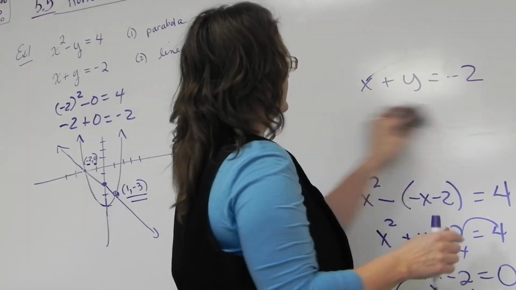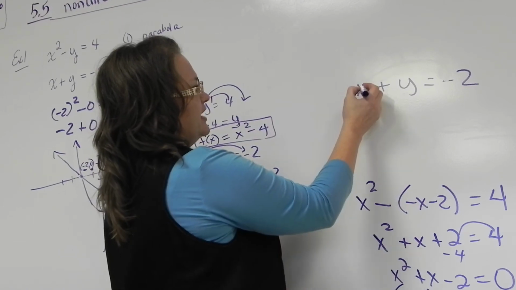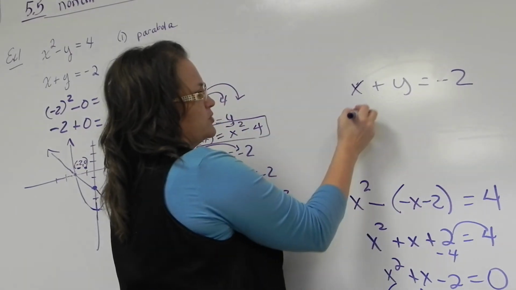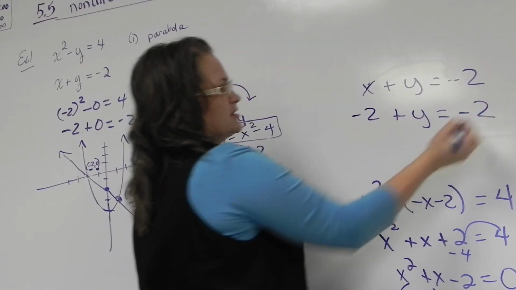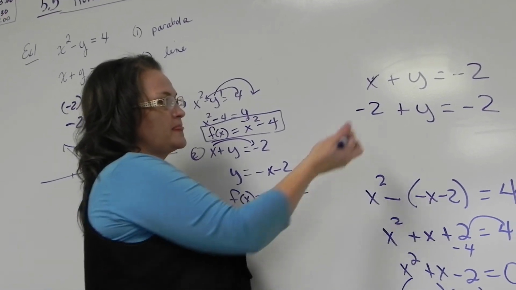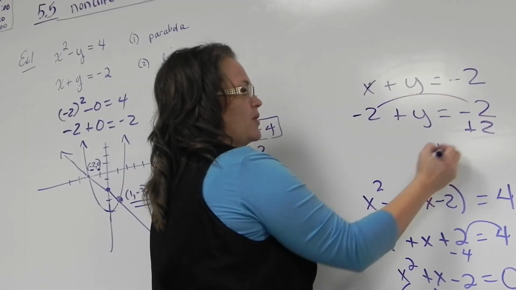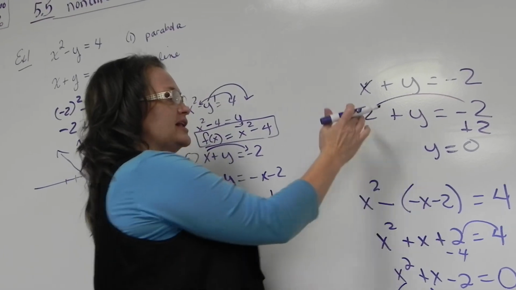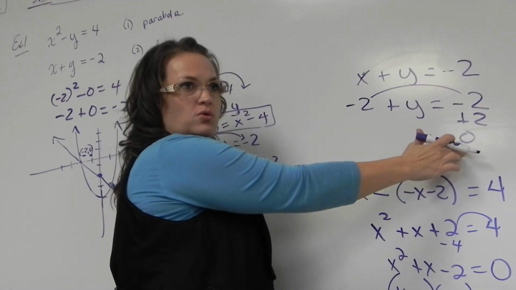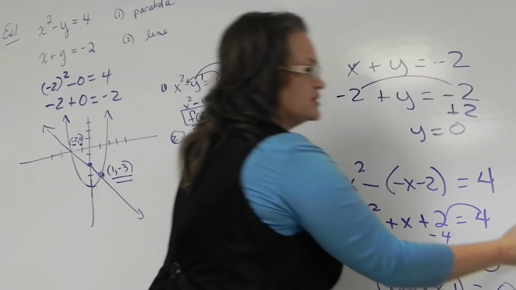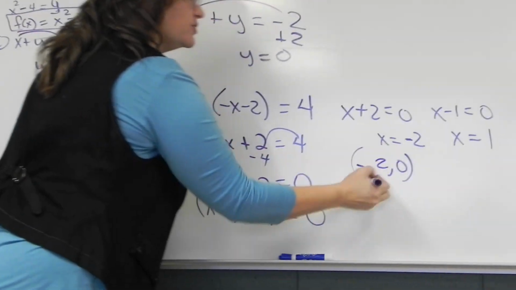I guess I could have used it right there. Anyway, now that I know x is -2 is one of the solutions, solve that for y. Plus 2, we get y is 0. So when I plug in x is -2, the y corresponding value is 0. So one of the solutions is -2 and 0.